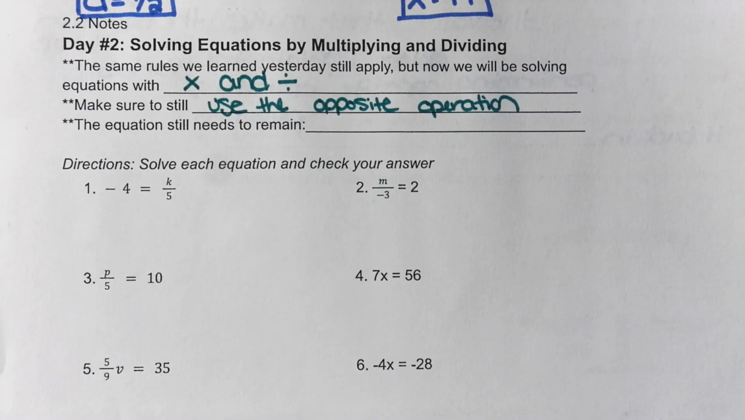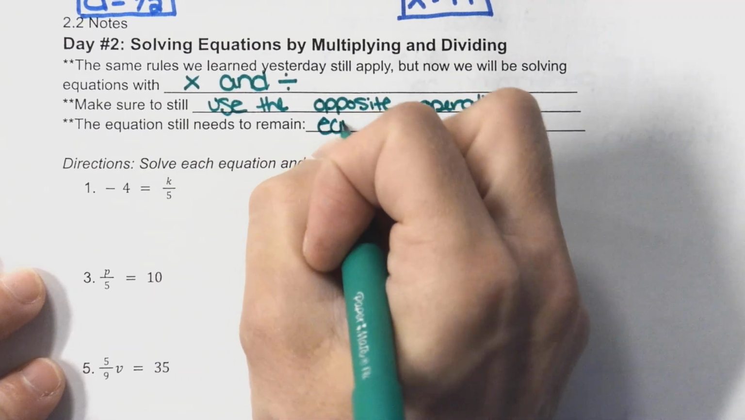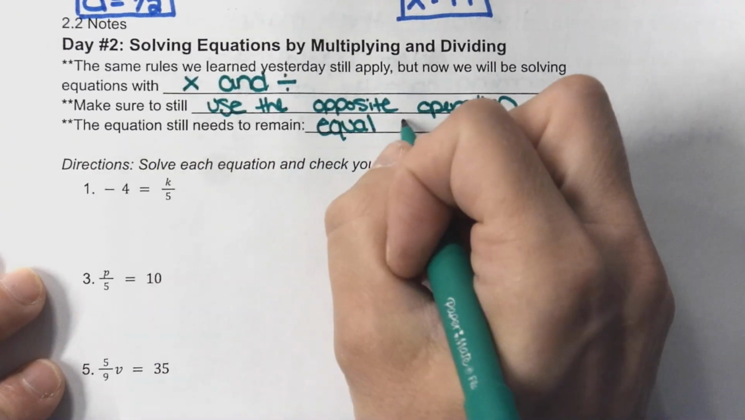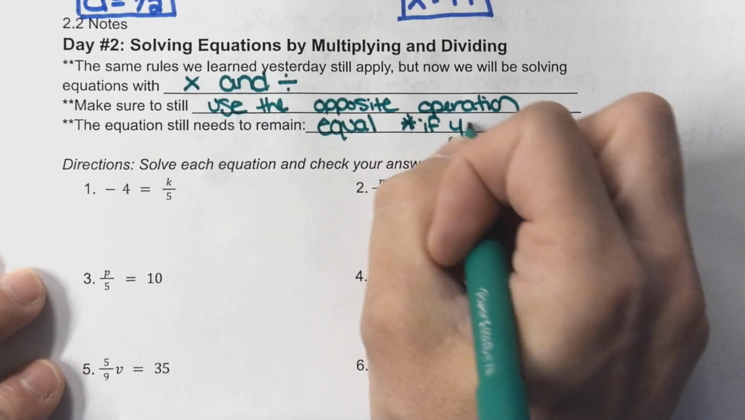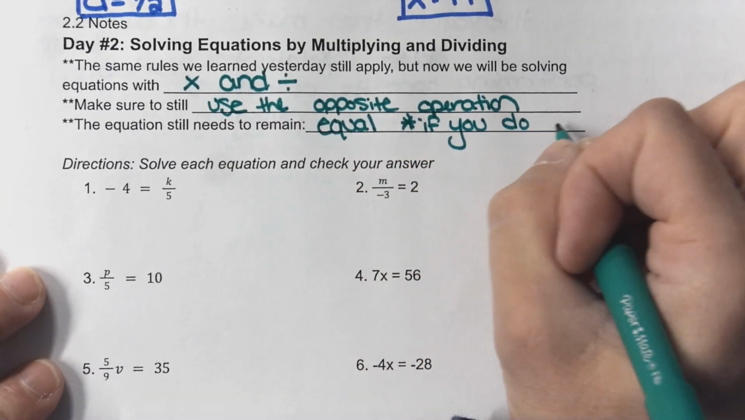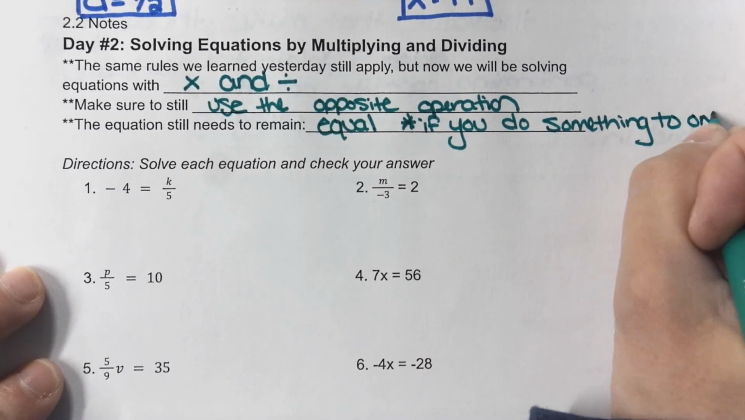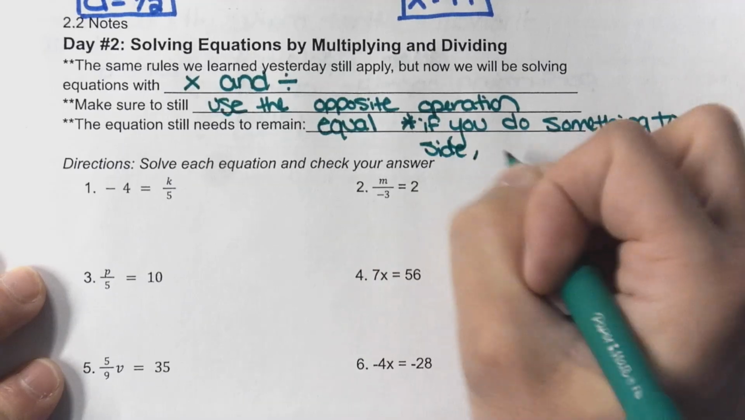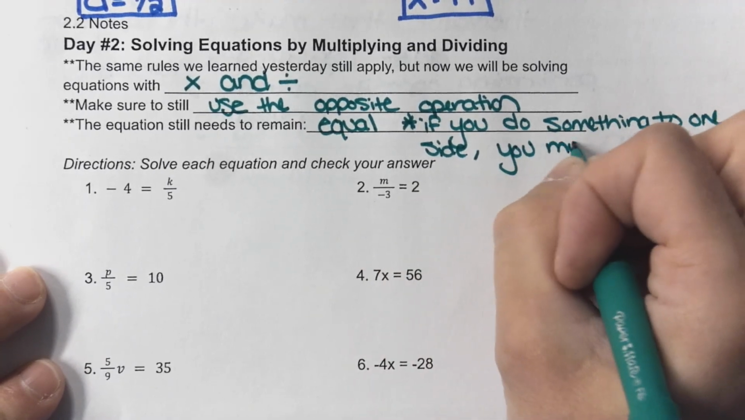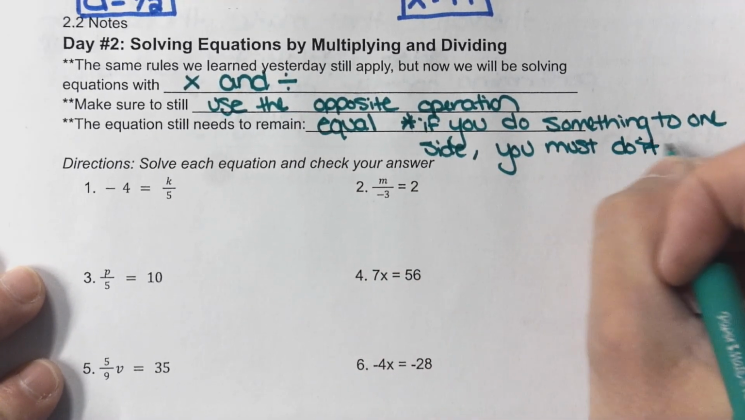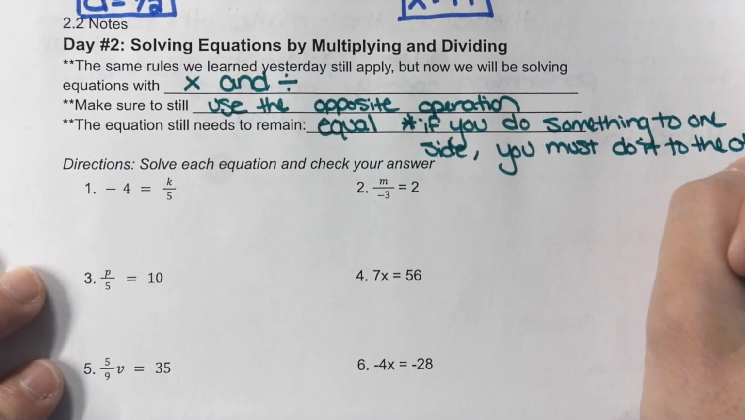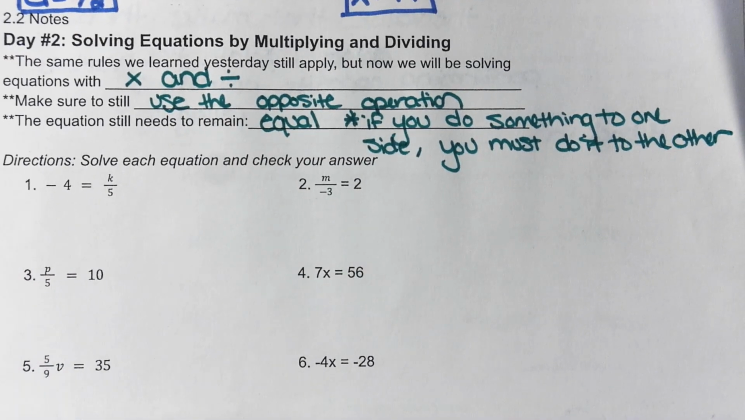So you're going to look at the problem and think what's the opposite. The equation still needs to remain equal, meaning if you do something to one side, you must also do it to the other. Okay, so that's how we keep things equal and balanced. So again, think about that balanced picture on the front page. The way we keep it that way is by doing the same thing to both sides.